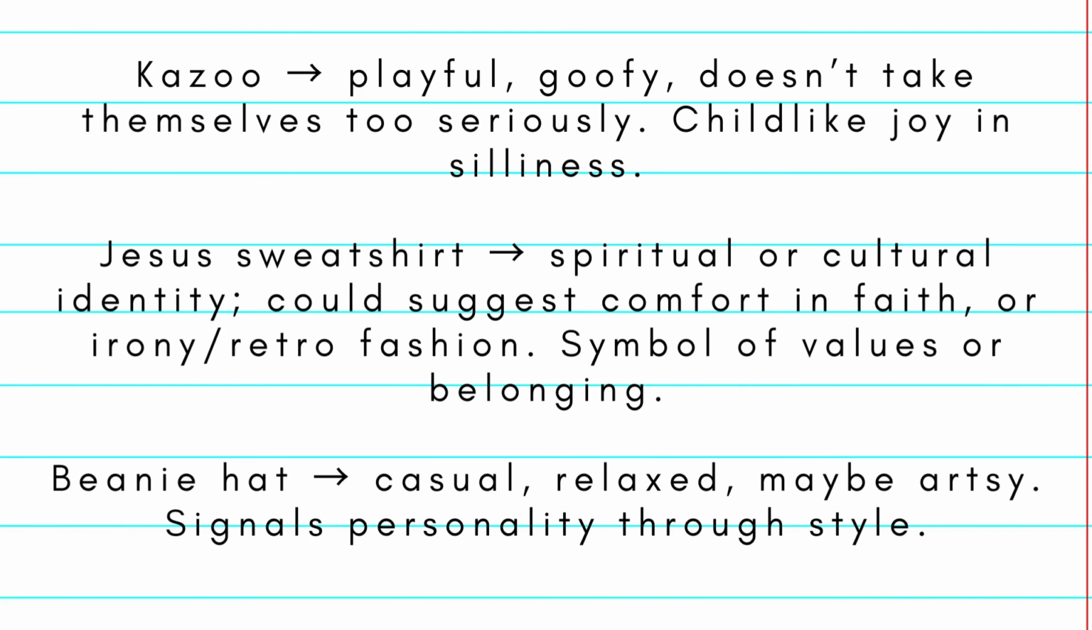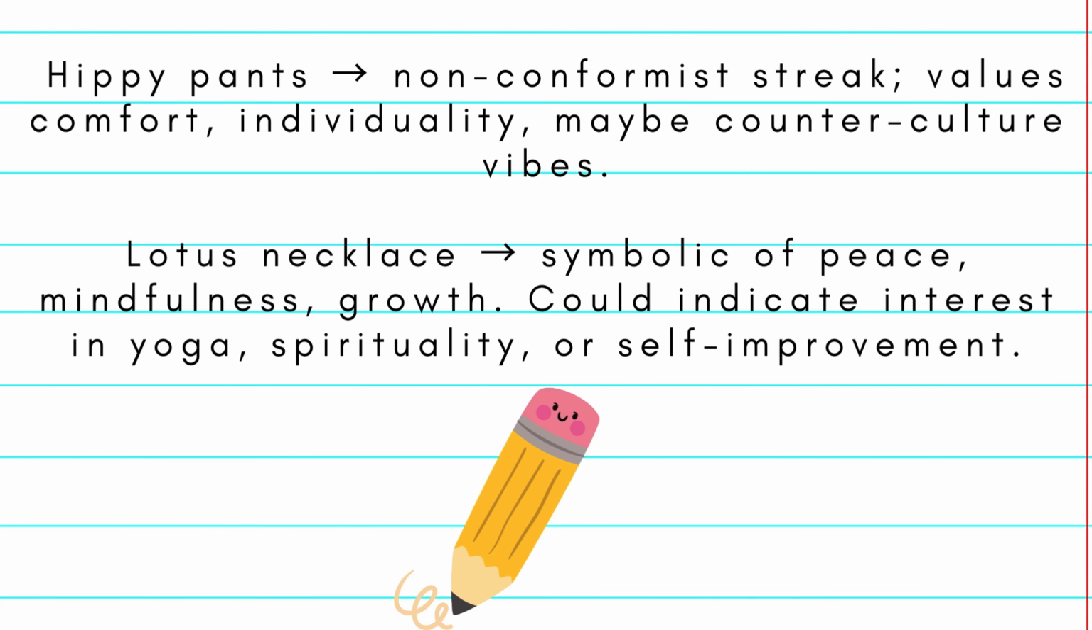And moving on, the hippie pants, they're a nonconformist, right? They've got this streak of individuality. They value comfort, maybe counterculture vibes, right? I could probably even say maybe possibly a liberal, right? Maybe they like Bernie Sanders. The lotus necklace, symbolic of peace, mindfulness, growth, could indicate interest in yoga, spirituality, or self-improvement.